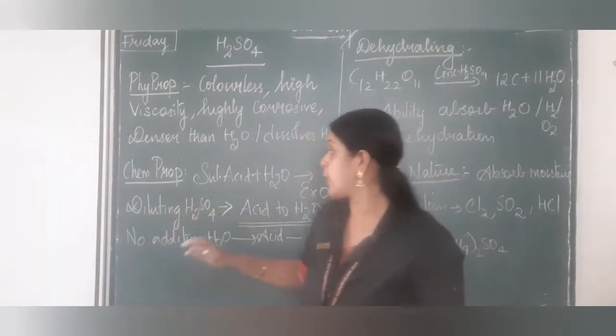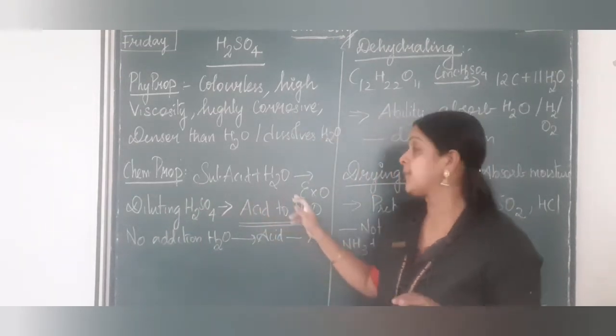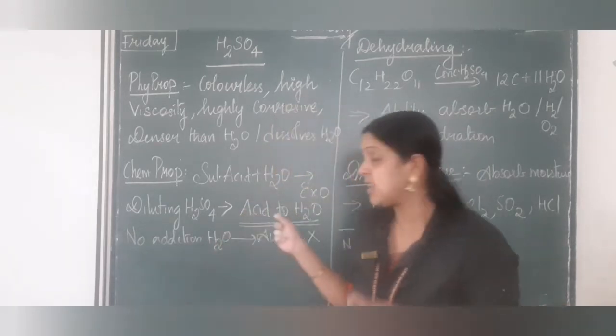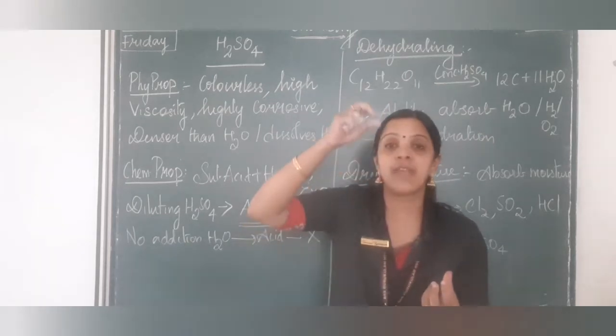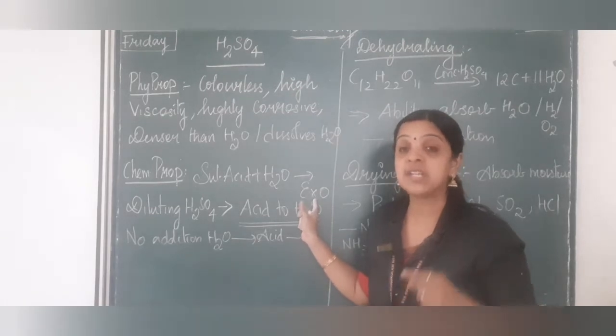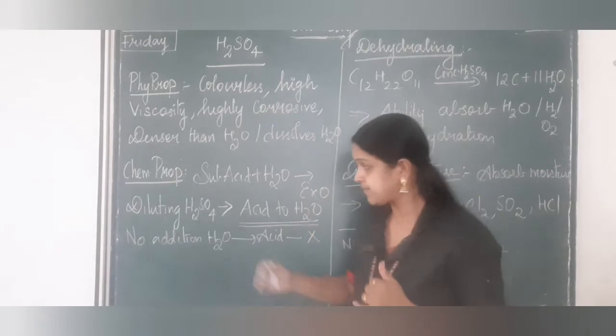Now what are the chemical properties? Sulphuric acid, when it is dissolved in water or when you add a drop of sulphuric acid in water in a test tube, you can see, if you touch the bottom, it will be very hot. You can see small vapors coming out, which shows that it's an exothermic reaction with the evolution of heat. That is, heat is being released out.